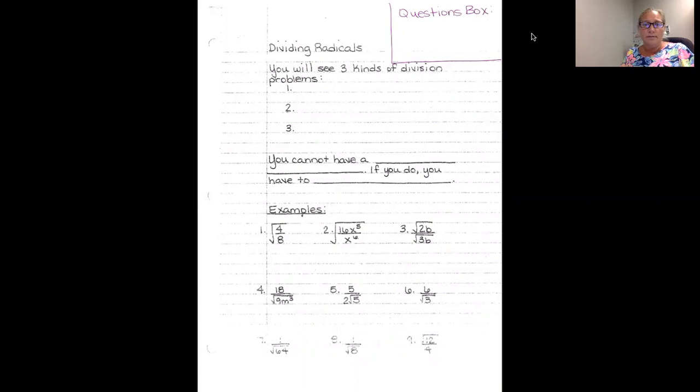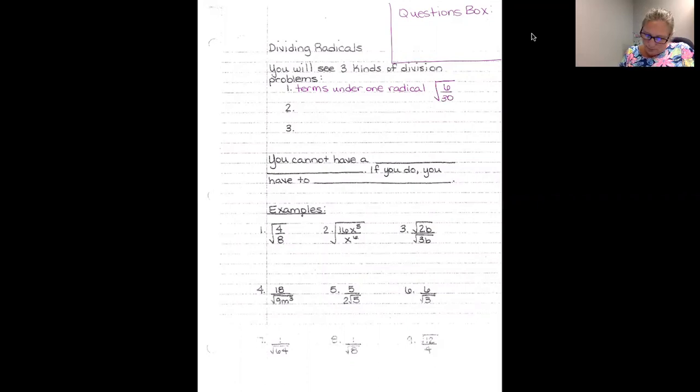All right, the three types of division problems that you are going to see. Number one has terms under one radical. And it looks something like the square root of 6/30, where your entire fraction is under one radical.